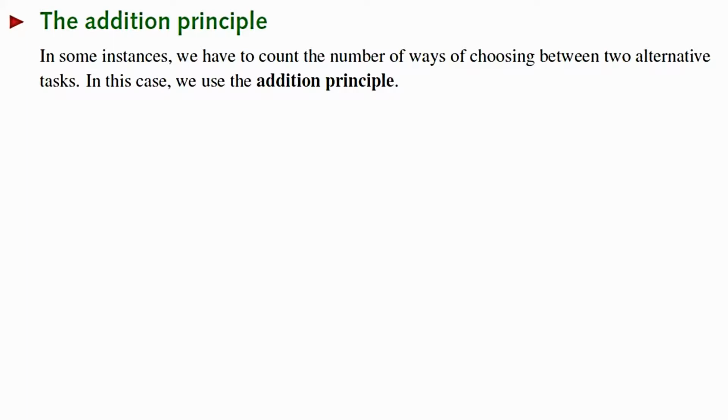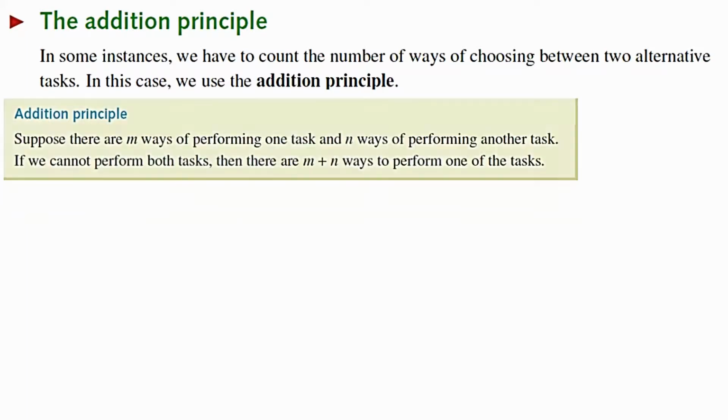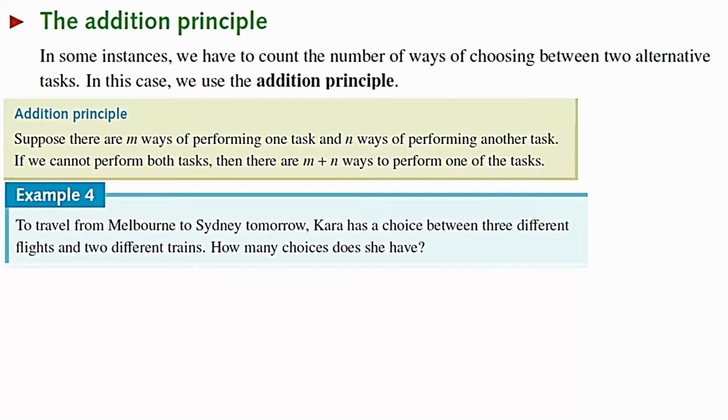In this case, we use the addition principle. What does it mean? Let's do an example. Let's say to travel from Melbourne to Sydney tomorrow, Cara has a choice between 3 different flights and 2 different trains. So how many choices does she have?